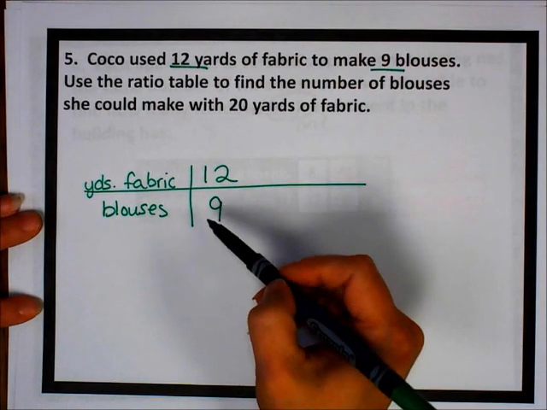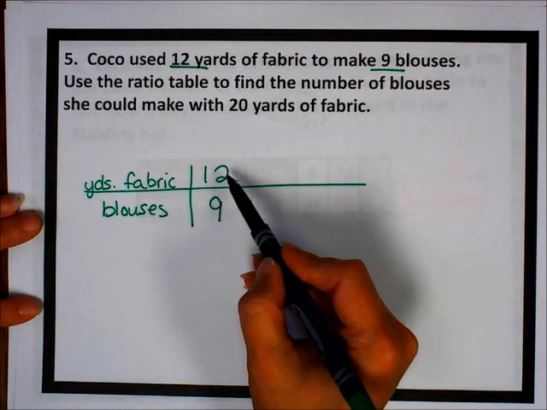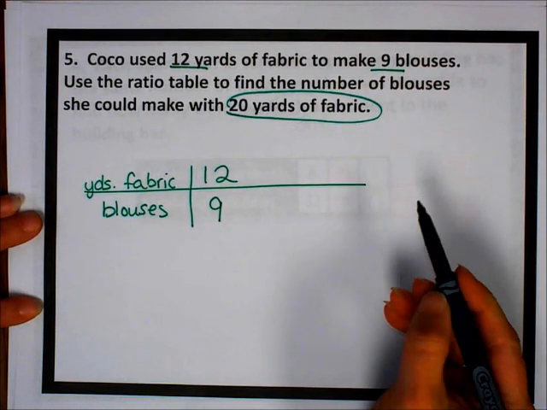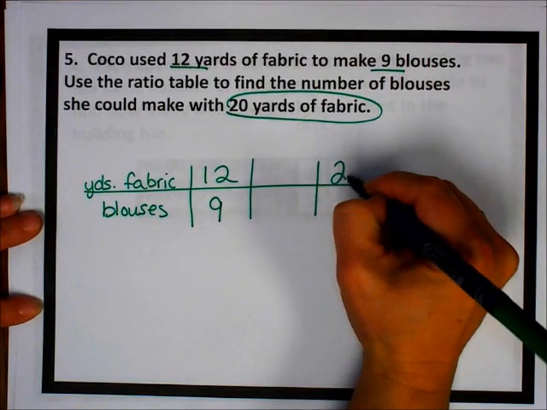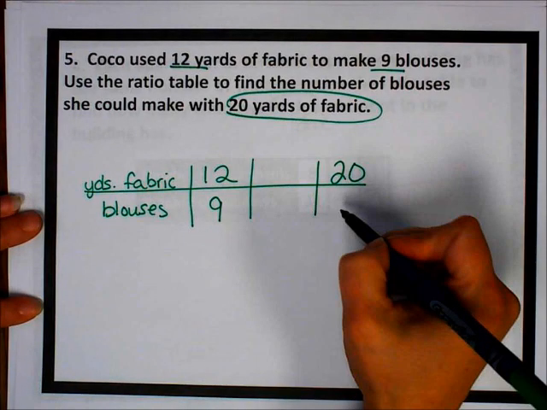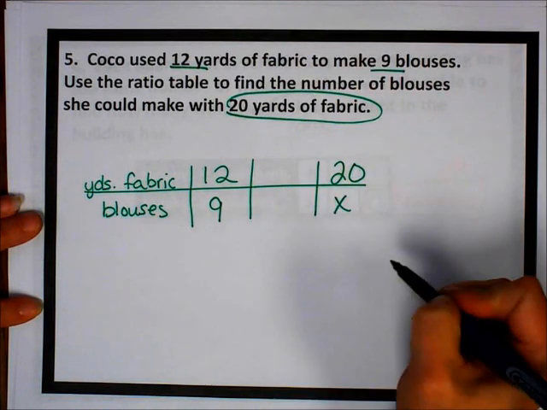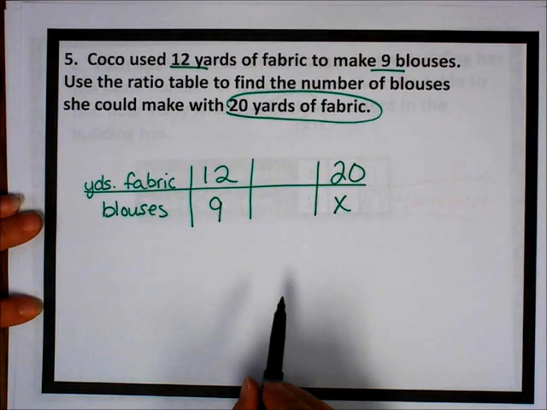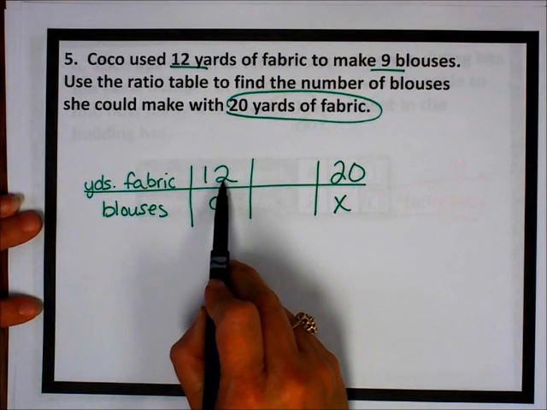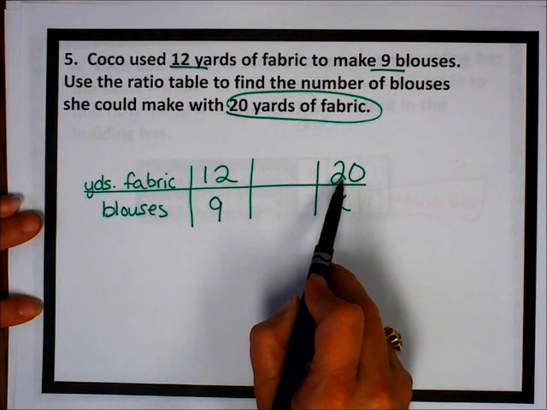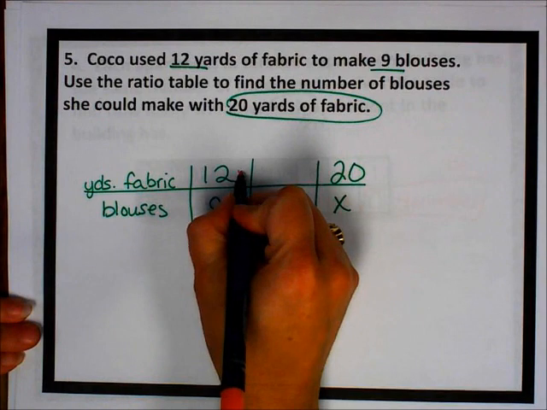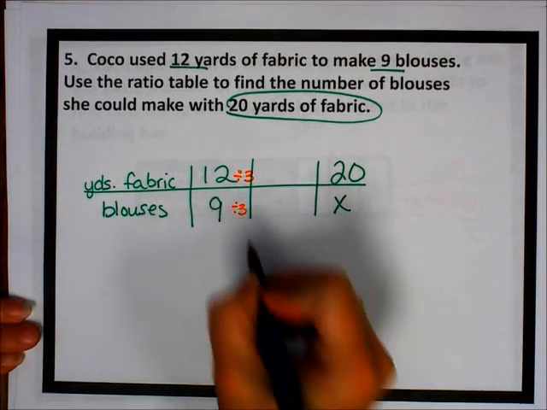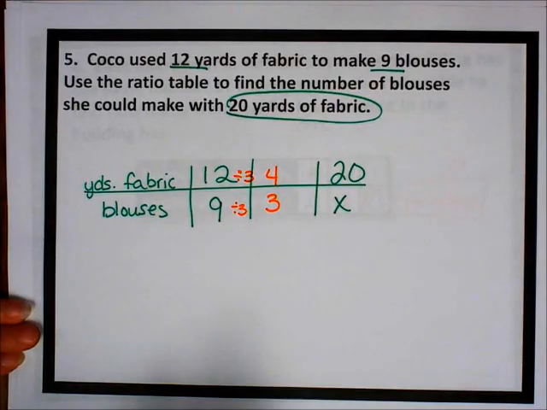But I don't want to know how many blouses with 12 yards of fabric. We want to know how many blouses with 20 yards of fabric. Since yards of fabric is on top, I need to put 20 yards of fabric on top. And I need to use a variable, so I'm going to use the variable X next to blouses. Now notice, I can't do anything to get from 12 to 20, so we're going to have to try something different. So here's what I noticed with 12 and 9. I noticed that I can simplify that. So I'm going to divide both of those by 3, and that's going to give me the ratio 4 to 3.